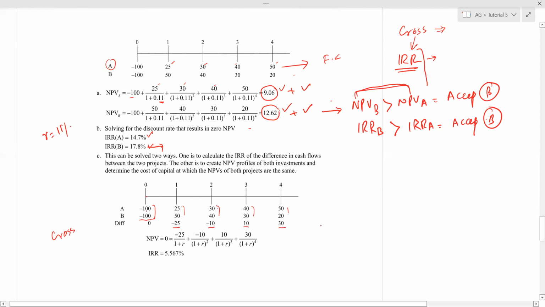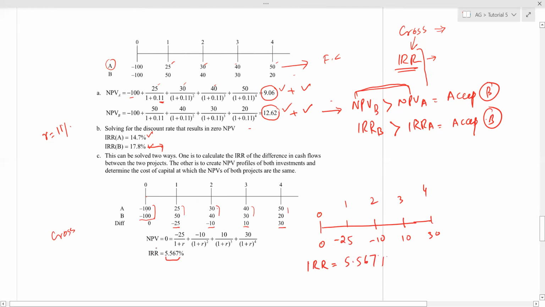Okay, so now you have a new timeline where you have 0 in the start, 1 is negative 25, 2 is negative 10, 3 is 10, and 4 is 30. Okay, so it means the outflow in the start is equal to 0. So if you apply the formula of IRR in the financial calculator, you will see that you will get 5.567%.